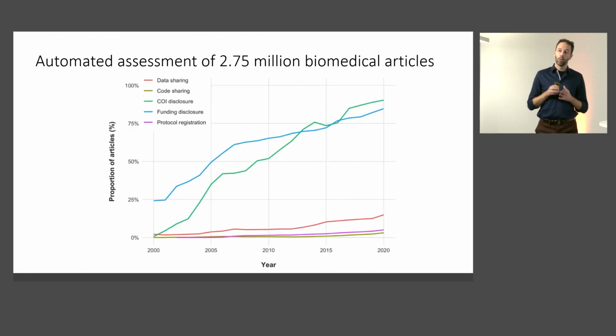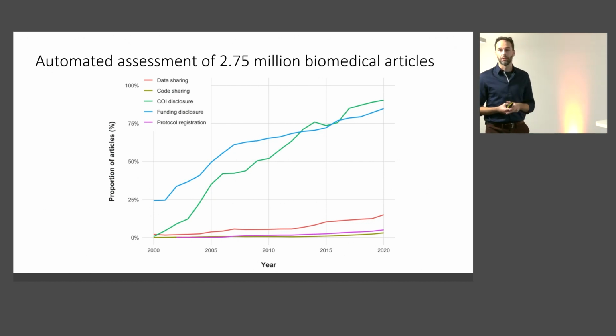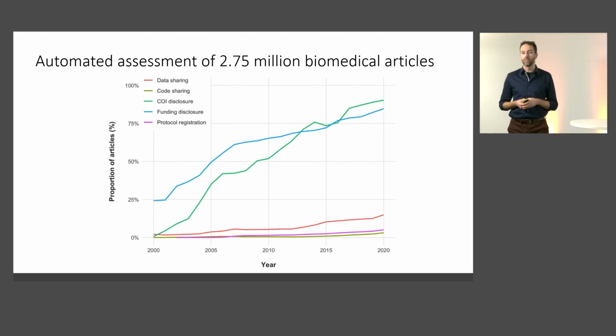So one way to get beyond that bottleneck of manual assessment is to use automated algorithms. And our team member, Stylianos, previously used text mining algorithms to assess transparency indicators in 2.75 million open access biomedical articles. And you can immediately see the advantage that doing this kind of large-scale analysis is that we can look at temporal trends over time. You can see, for example, here that since the year 2000, there's been a substantial improvement in conflict of interest and funding disclosures, relatively modest improvement in data sharing, and barely any improvement in code sharing or pre-registration.